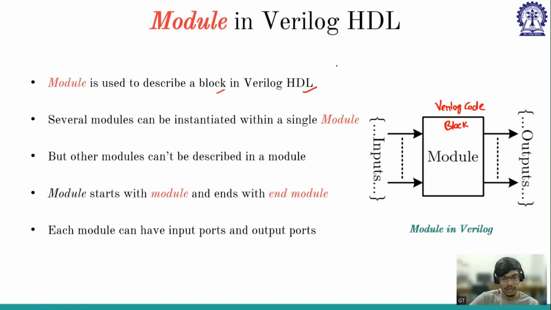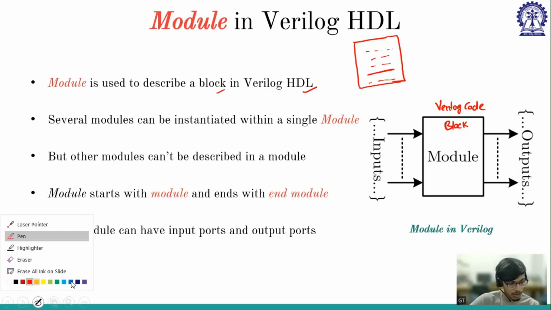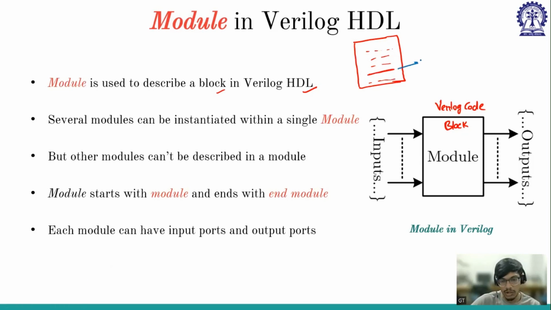Say I have a module here. This is my module. I have written multiple lines of code, and I'll call another module here. This will call another module, and for that other module, I'll write the code separately. The code should not be written inside here. So other modules cannot be described in the given module. You can call other modules, but you cannot describe them in this module.